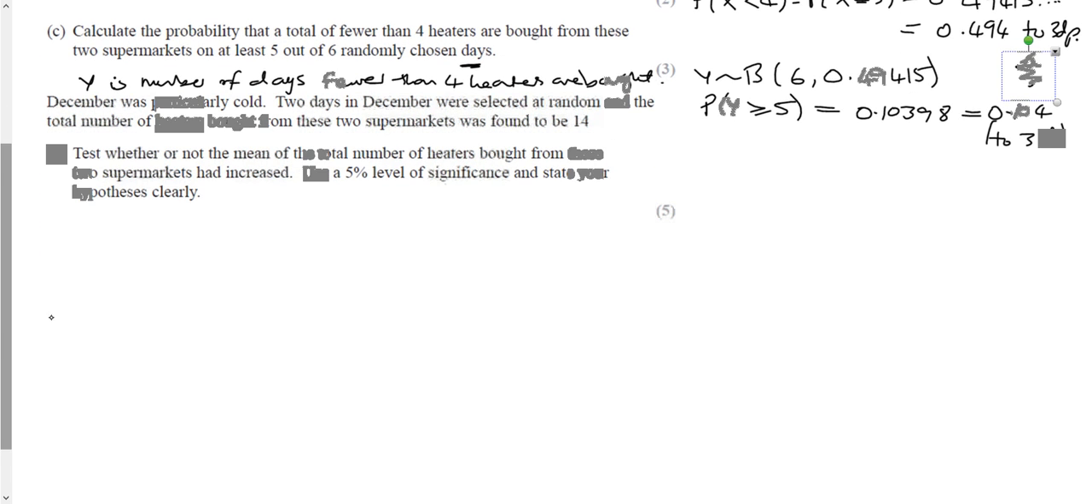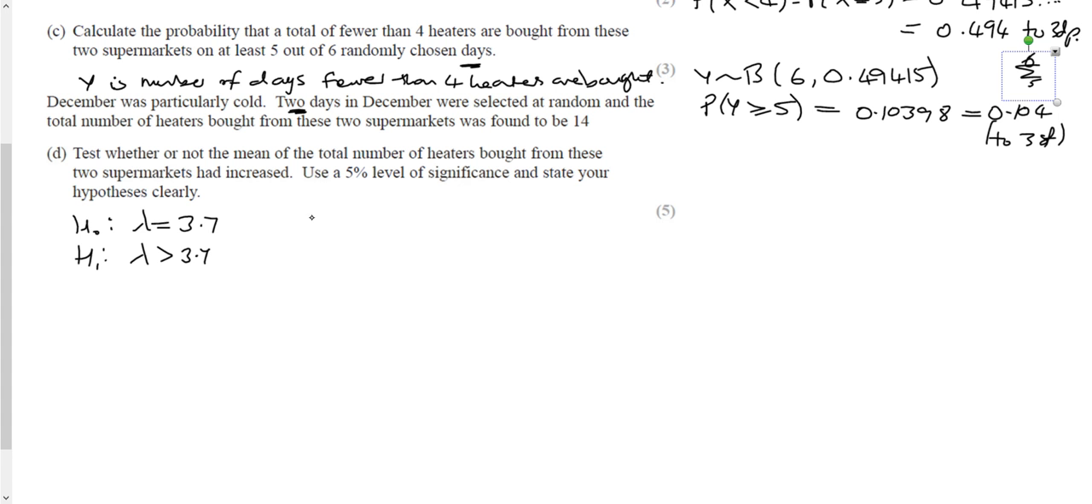Okay, so now we're going on. They're also putting a hypothesis test in here. So December was very cold. They took 2 days at random and found the total number of heaters bought in the 2 supermarkets. We're going to test whether the mean has increased. Or the total, sorry, not the mean, the total number has increased. So what's our hypothesis? Well, our null hypothesis is that lambda is still 3.7. And our alternative hypothesis is that it has increased, so the mean rate is now greater than 3.7 because that would lead to more being bought.